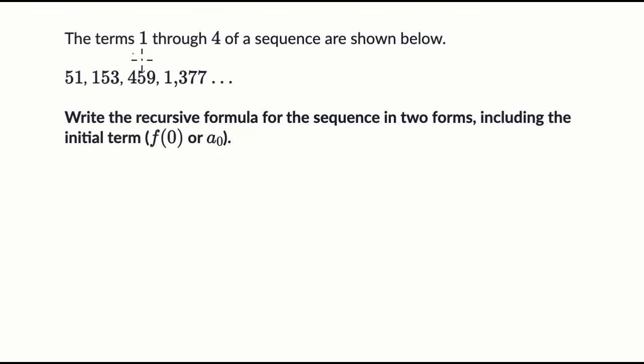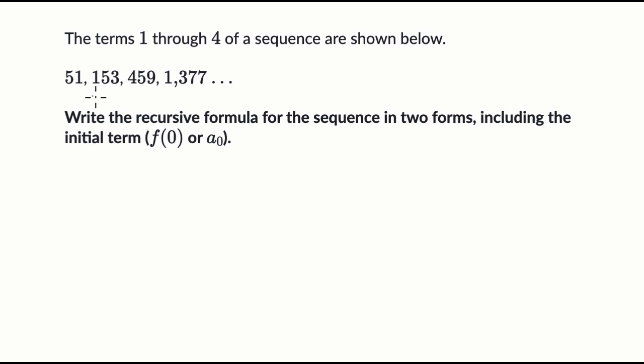We're told the terms 1 through 4 of a sequence are shown below. Write the recursive formula for the sequence in two forms, including the initial term. So either we can use the form with the function notation, and the initial term would be f of 0, or we could use what I would view as the term subscript notation, a sub 0. So pause this video, have a go at this before we do it together.